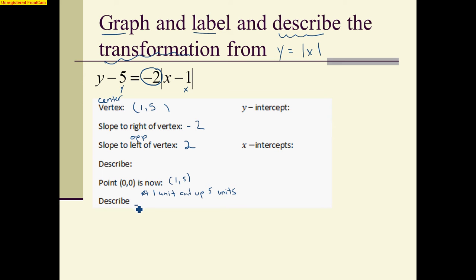The slope is negative, so my graph is upside down. And since the absolute value of -2 is 2, which is greater than 1, the rise is greater than the run. So my graph is steeper, but instead of steeper, we say more vertical.